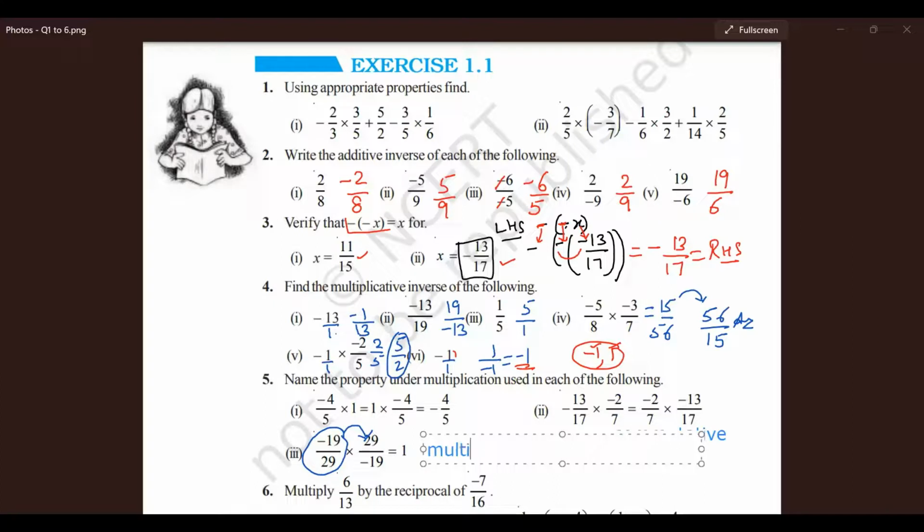I hope this part is clear to everyone. If any doubt, you may ask me in the comment box as well. It's multiplicative inverse. Let's switch to the next question.